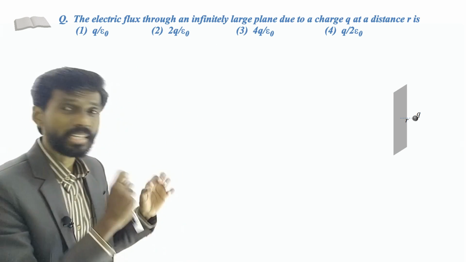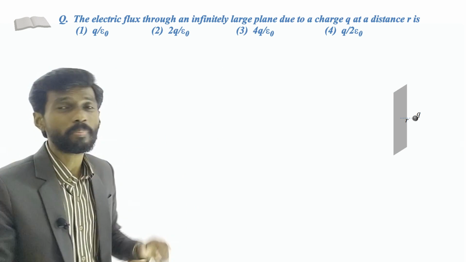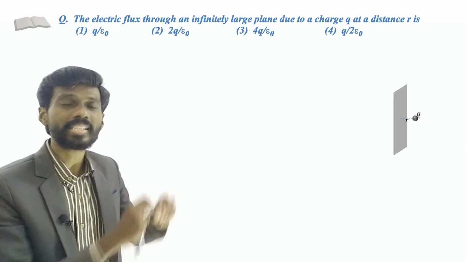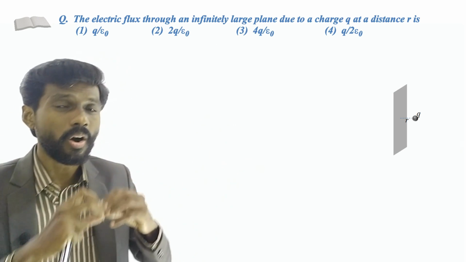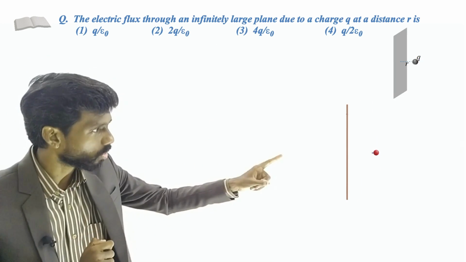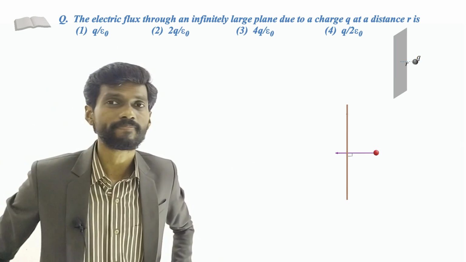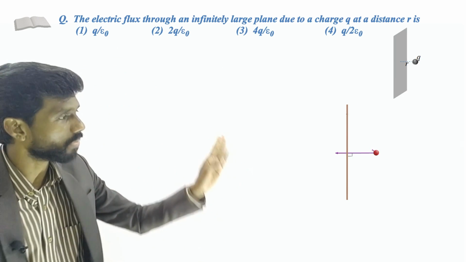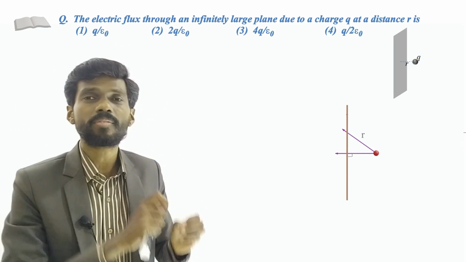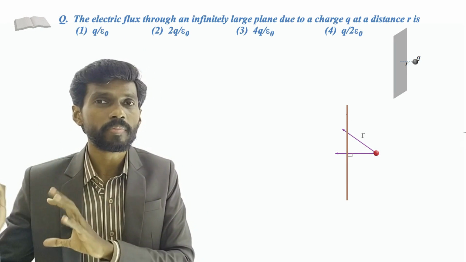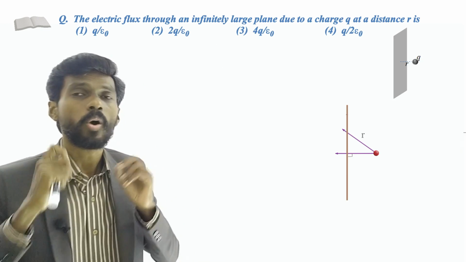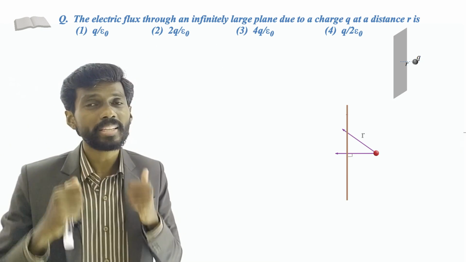But here the electric field due to this charge q, is it perpendicular to the surface always? No, because the electric field due to the point charge is in the radially outward direction. Not all field lines are perpendicular to the surface. If you take one of the electric field lines, that is perpendicular to the surface, so no problem with that. But if you draw another electric field line, that is not perpendicular to the surface, so we can't directly use the formula electric flux equals the electric field multiplied by area. That can only be used when the surface is perpendicular to the electric field lines. Okay, so we can't use it, so we have to use the method that we have already used.